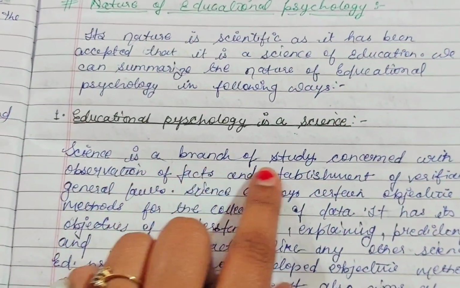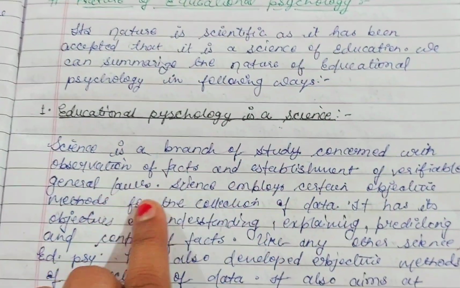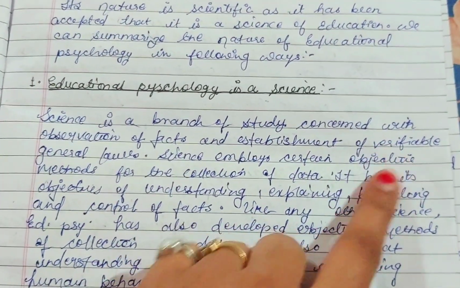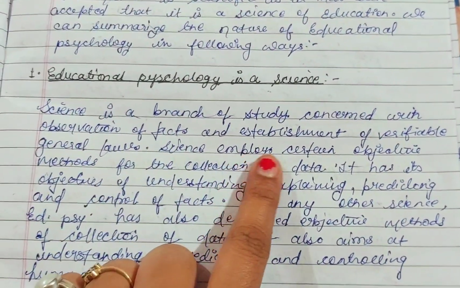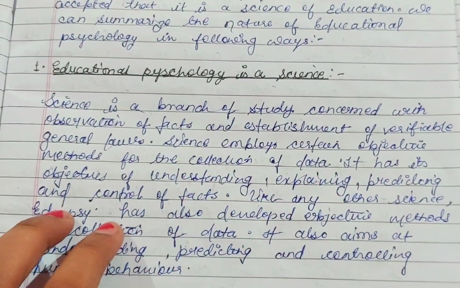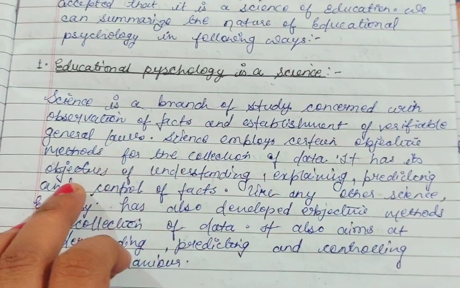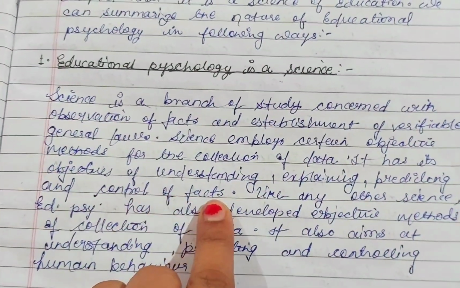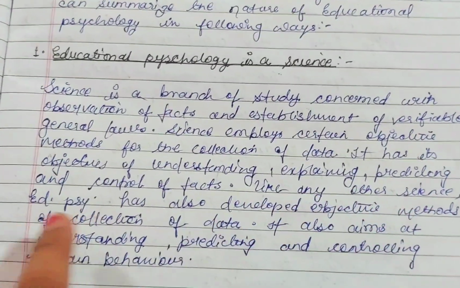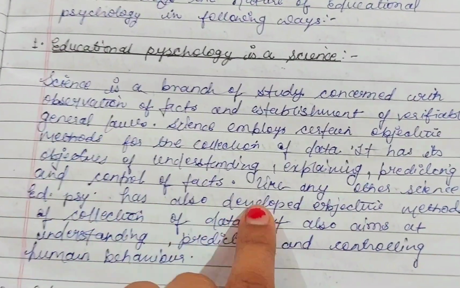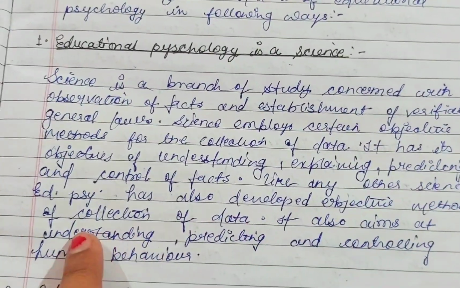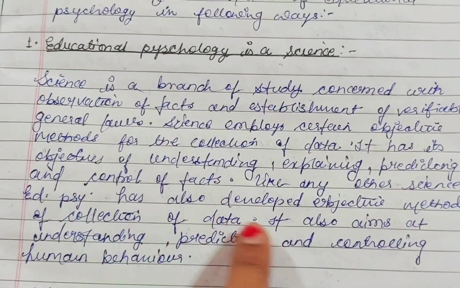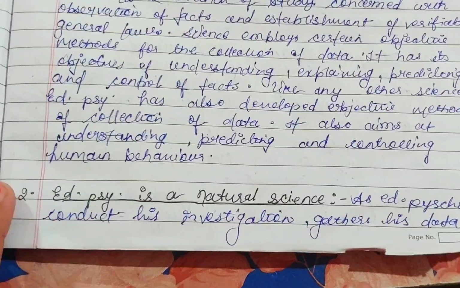Science is a branch of study concerned with the observation of facts and the establishment of verifiable general laws. Science employs certain objective methods for the collection of data. Its objective is understanding, explaining, predicting, and controlling facts. Like any other science, educational psychology has also developed objective methods of collecting data. It also aims at understanding, predicting, and controlling human behavior.